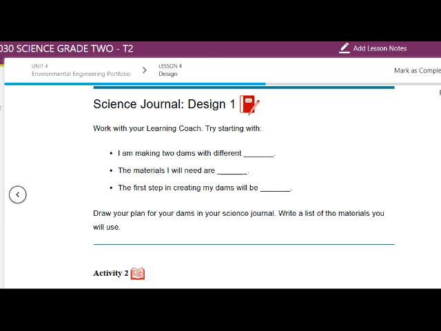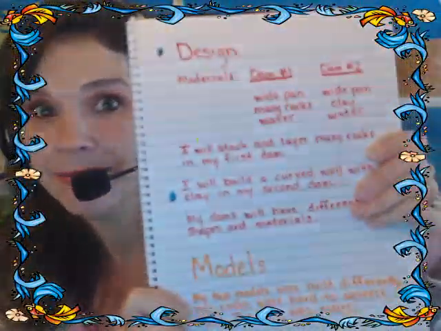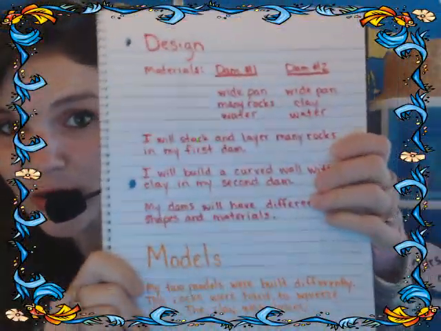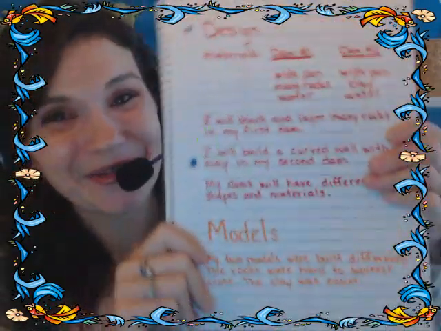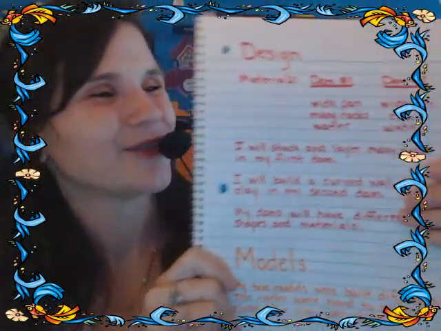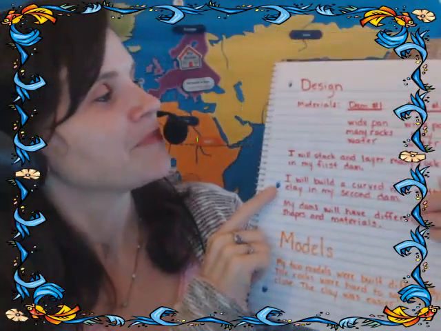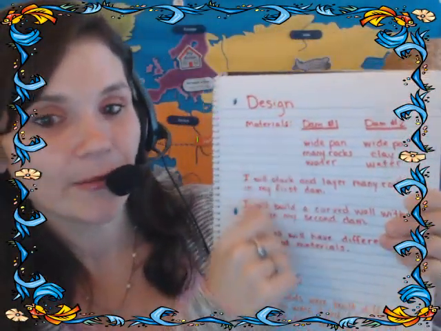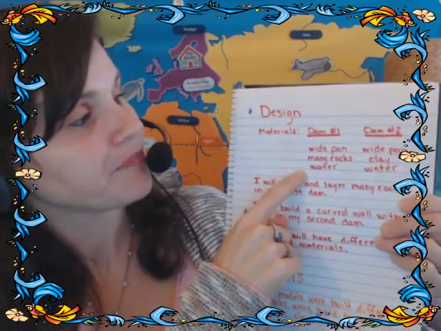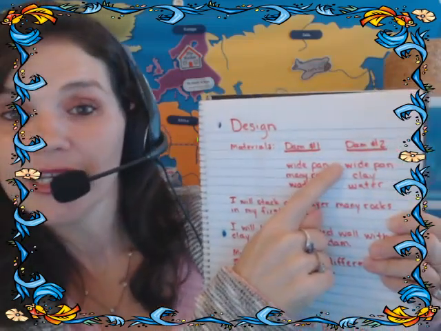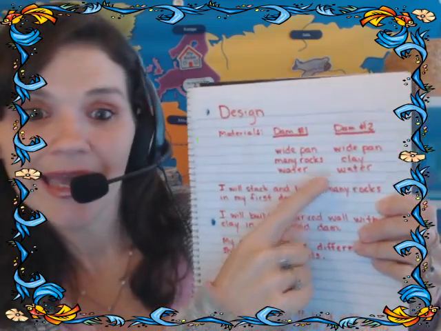So that's why I chose to put my materials in my design, because I didn't want to do it in my brainstorm and my design twice. And my drawings are in my brainstorm because I didn't want to put my drawings in my brainstorm and my design twice too. I didn't want to double up that work. All right, so here are my materials. For dam 1, I'm going to need a wide pan, many rocks, and water. For dam 2, I'm going to need a wide pan, clay, and water.